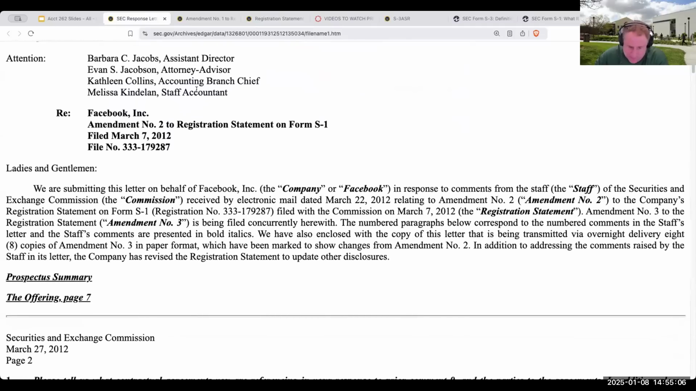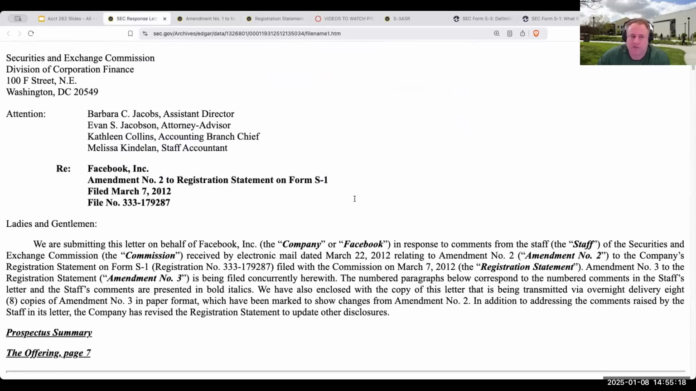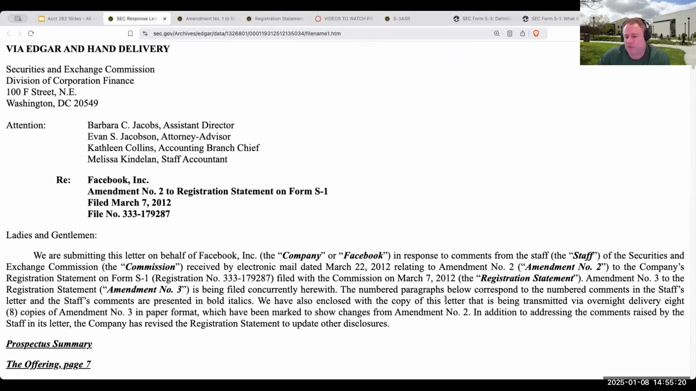So, ladies and gentlemen, we're submitting this letter on behalf of Facebook in response to comments from the staff of the SEC, received by electronic mail on March 22nd. So this is being filed on March 20th, so it's within 5 days, to the company's registration statement.